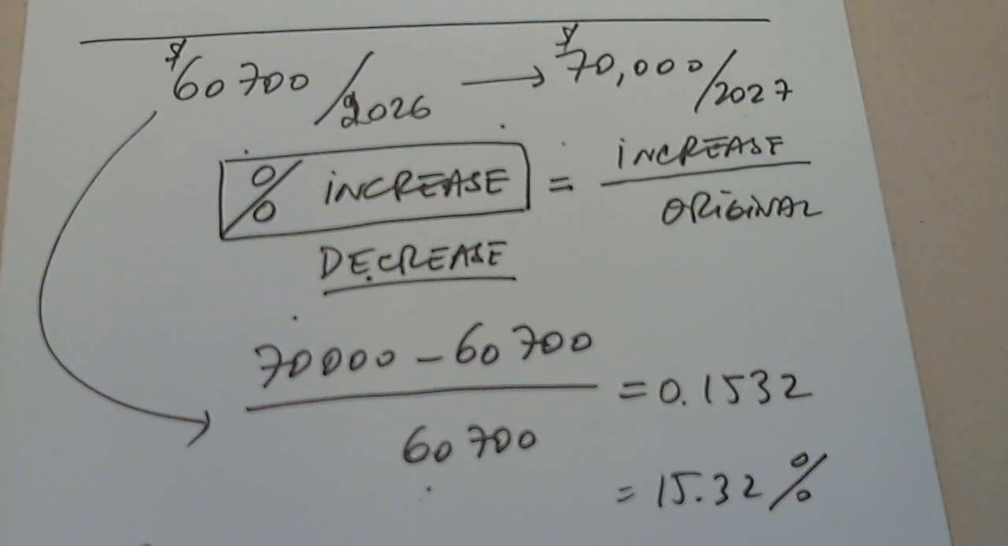Okay. 100% of a number is base. Any percent greater than 100% of a number is greater than the original number. And any percent less than 100% is less than the original number.